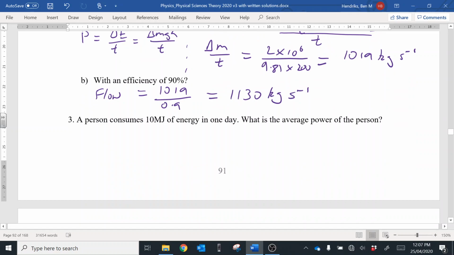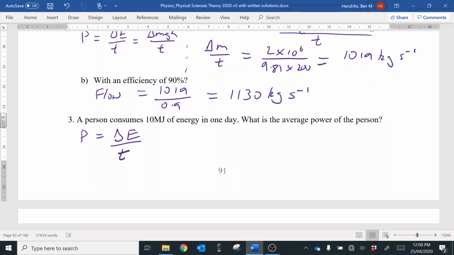Alright, finally we have a person who consumes 10 megajoules of energy in one day. What is the average power of the person? The power is equal to change in energy over time. So we have 10 megajoules, which is 10 times 10 to the 6, over time, and we need time in seconds. So we've got 24 hours in a day, 60 minutes in an hour, and 60 seconds in a minute. Then that equals 116 joules per second, which is equal to 116 watts.